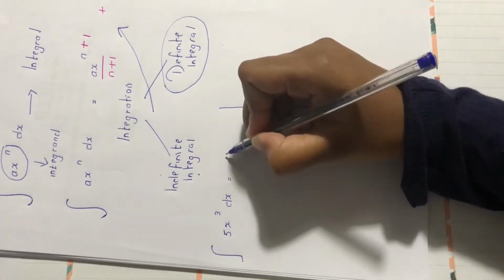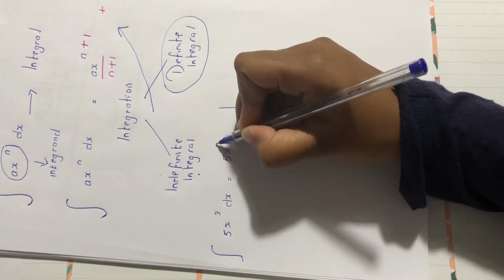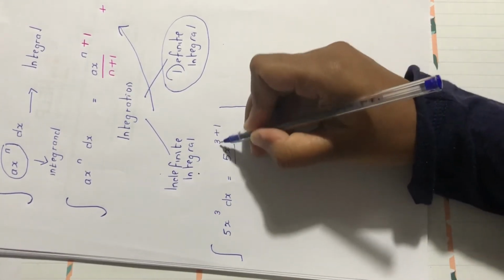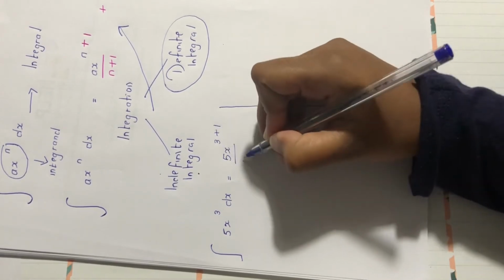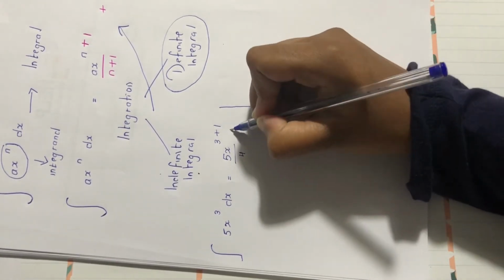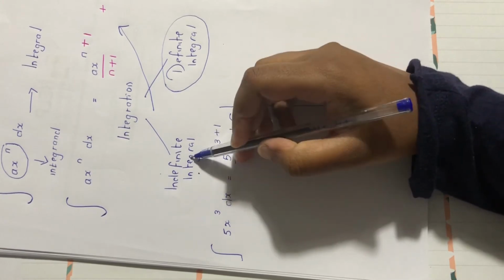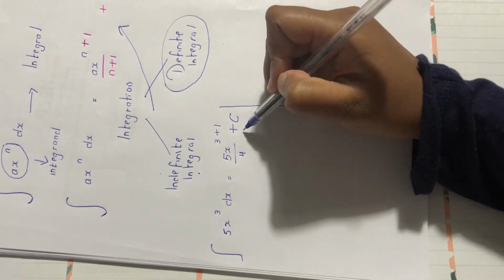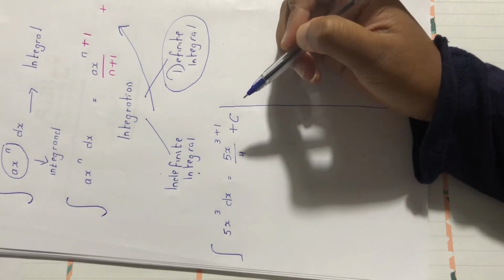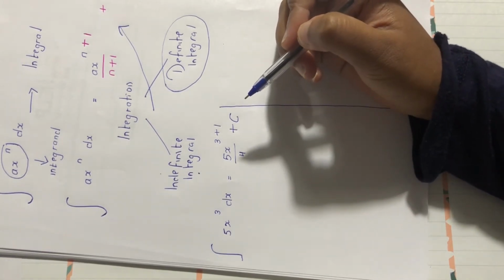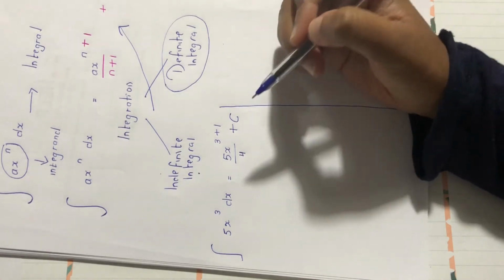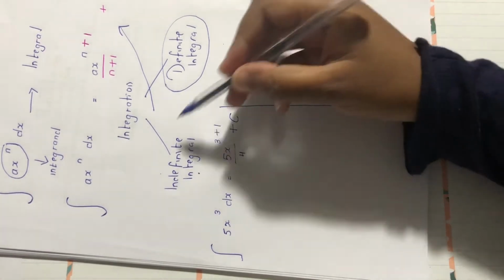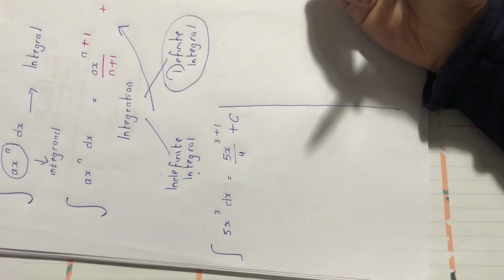Again, we're going to write the function. We add plus 1, and then we divide by the new power here, which is 4, and then plus c. In an indefinite integral, you will always have a plus c with it, which is known as an arbitrary constant. Its value is not known. It must always be added to an integral. Such an integral is known as an indefinite integral.